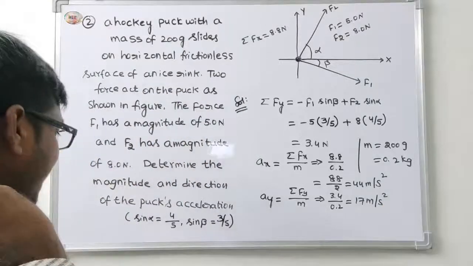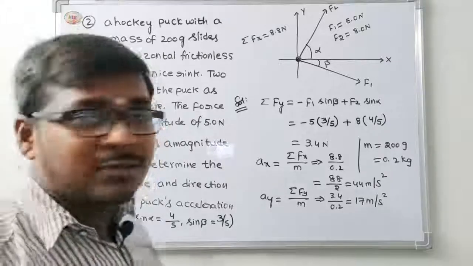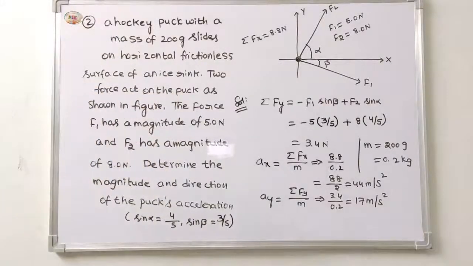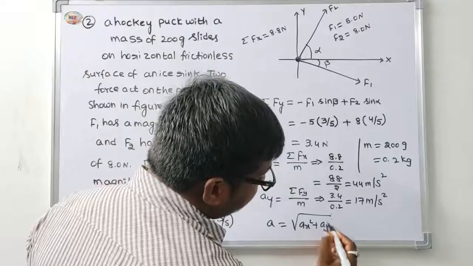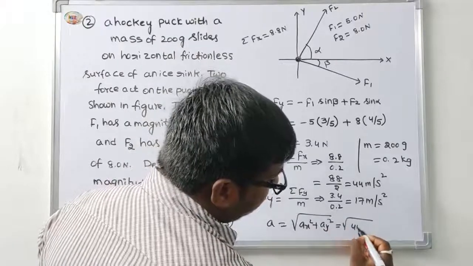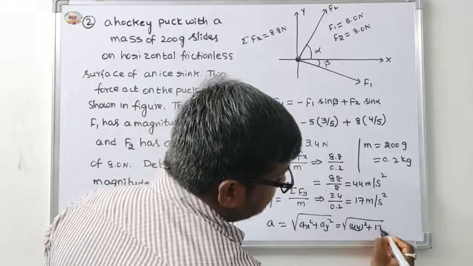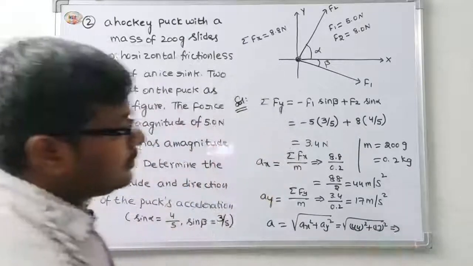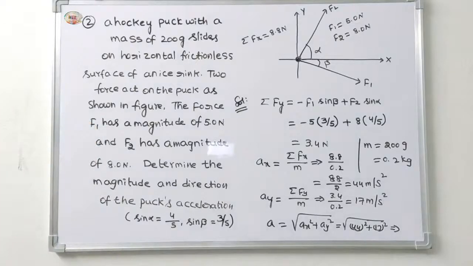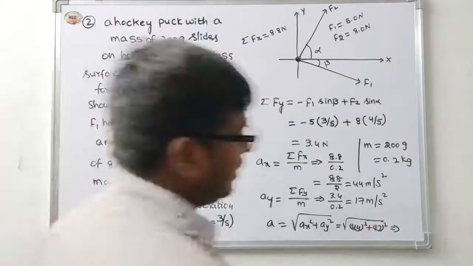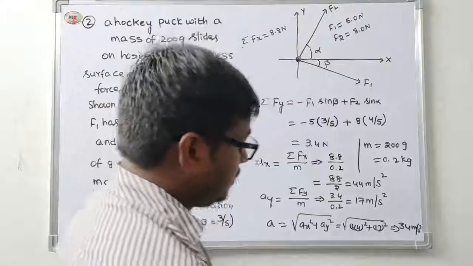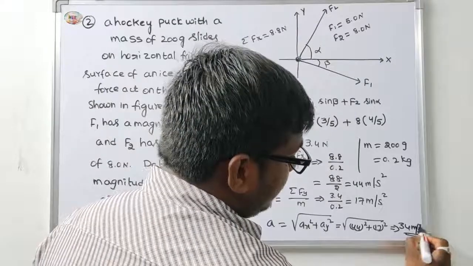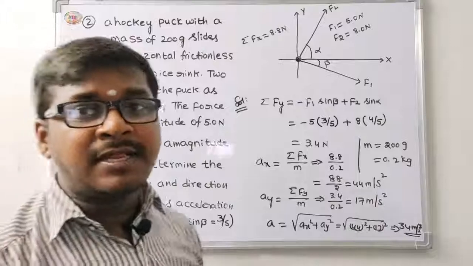Then find out the magnitude and direction of the puck's acceleration. Therefore, A is the magnitude of the acceleration. A is equal to square root of ax square plus ay square, that is equal to square root of 44 whole square plus 17 whole square. After simplification and multiplication, we find the value 34 meter per second square. This is the answer.